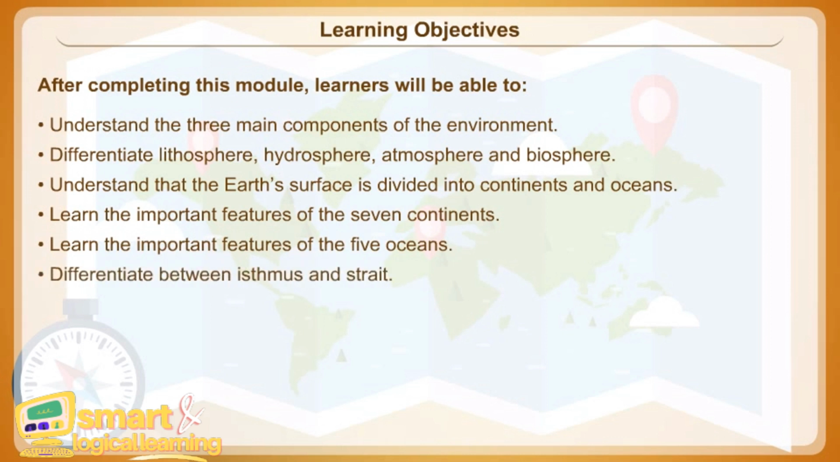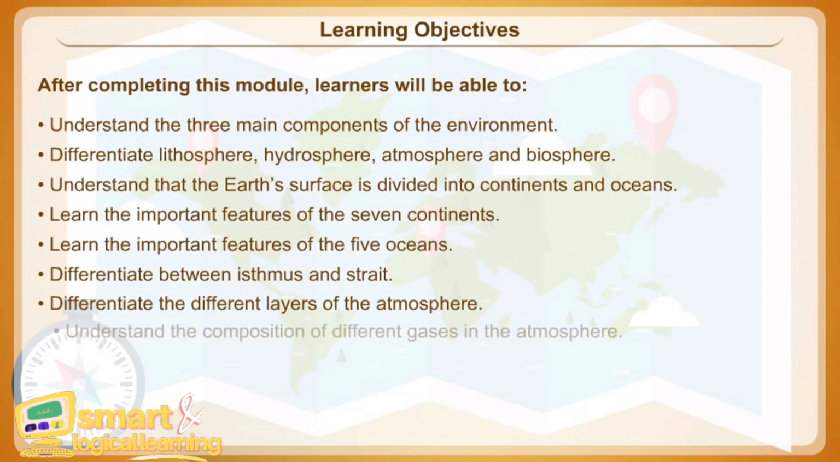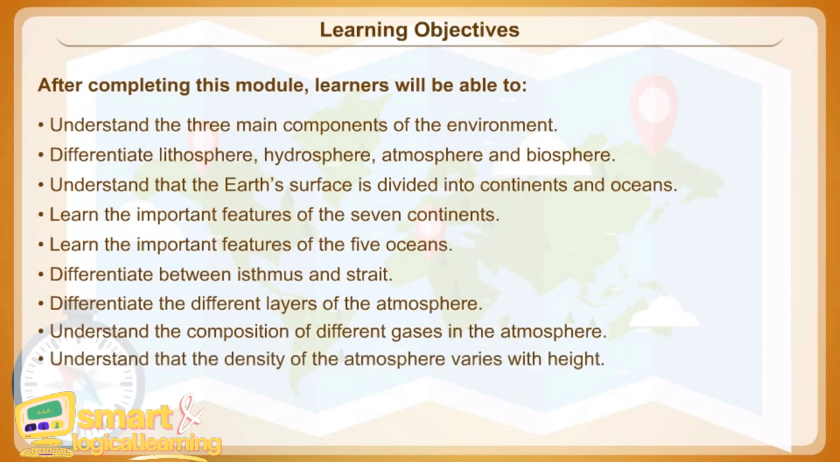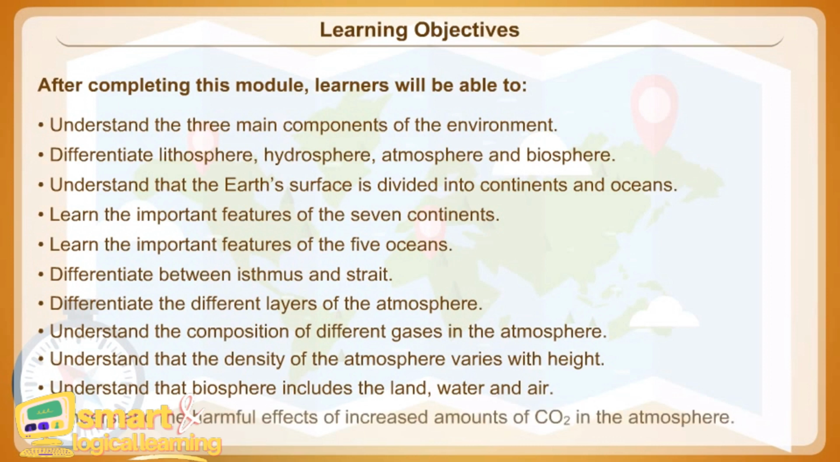Differentiate between isthmus and strait. Differentiate the different layers of the atmosphere. Understand the composition of different gases in the atmosphere. Understand that the density of the atmosphere varies with height. Understand that biosphere includes the land, water, and air. Understand the harmful effects of increased amounts of CO2 in the atmosphere.